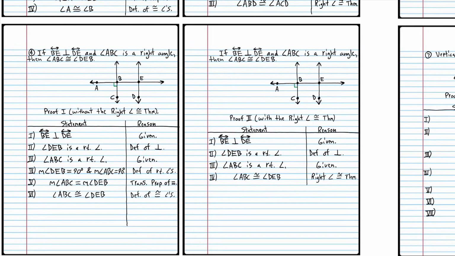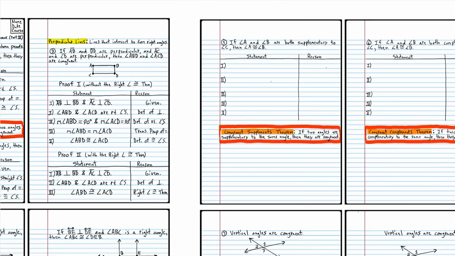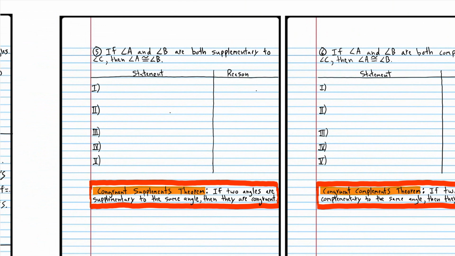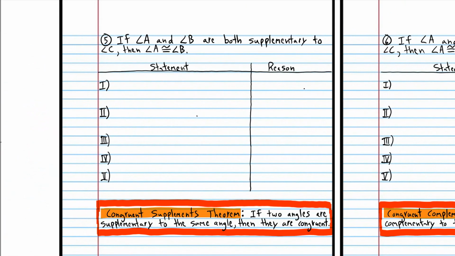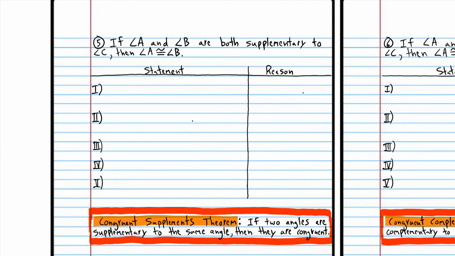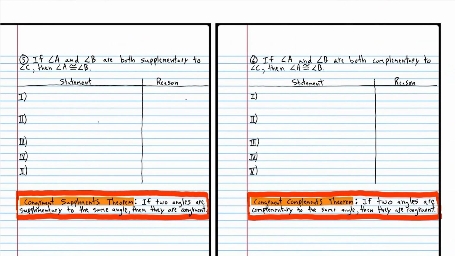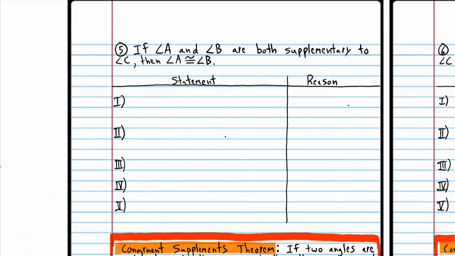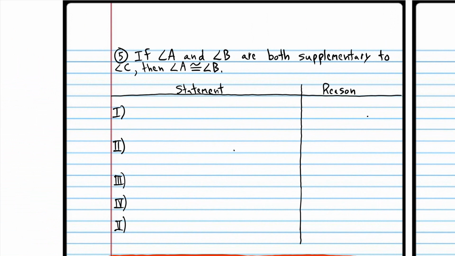All right, now we're going to go on to something a little different here. We are now going to prove something called the Congruent Supplements Theorem. This is another theorem that's going to help us to skip steps in other proofs. So I'm going to prove the Congruent Supplements Theorem, and then you are going to prove what's called the Congruent Complements Theorem. So let's start with the Congruent Supplements Theorem.